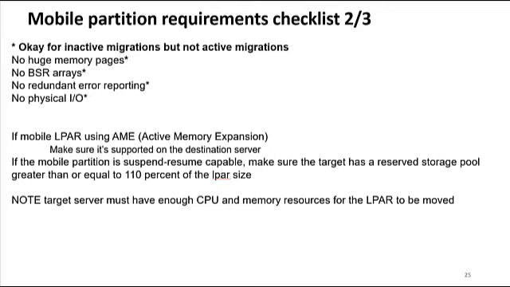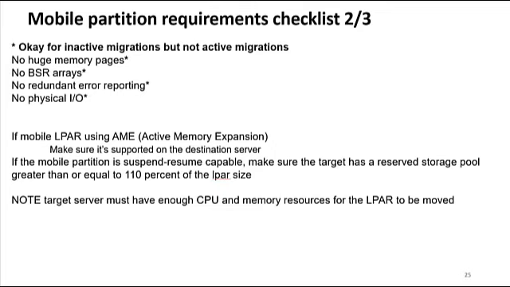If you are using something like active memory expansion, then you need to make sure that the destination server is enabled for active memory expansion. So if you didn't buy it on the target server, then you need to turn it off on the LPAR, shut the LPAR down and bring it back up without AME, and then migrate it. And then you've got the same thing with suspend resume.